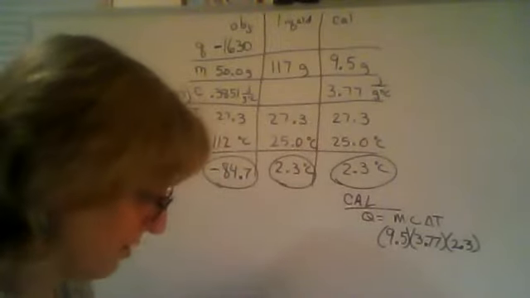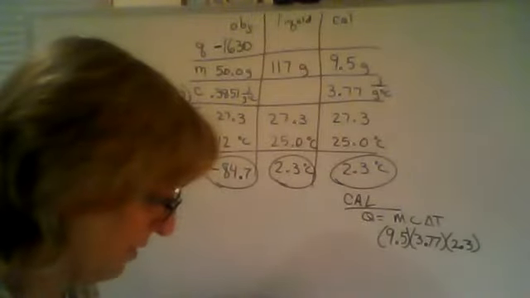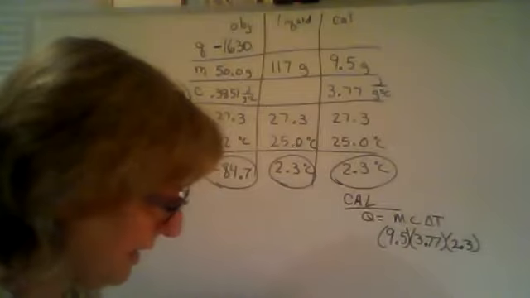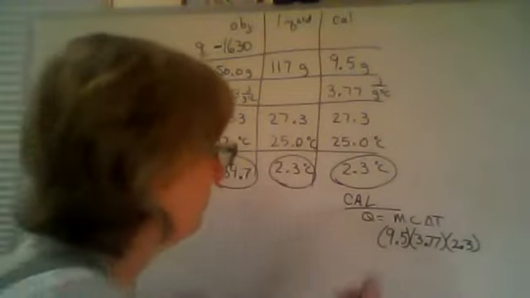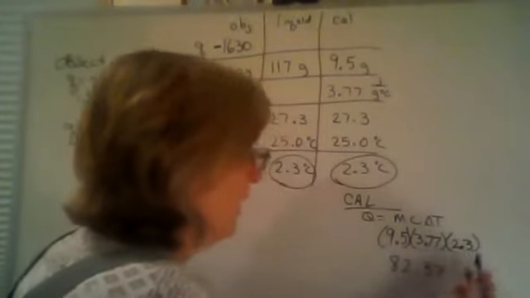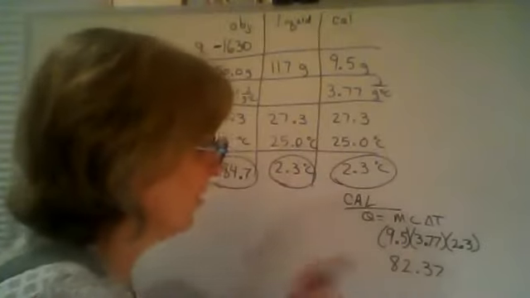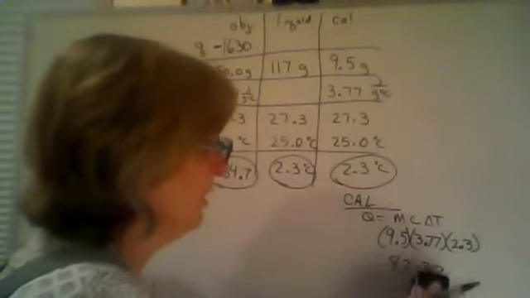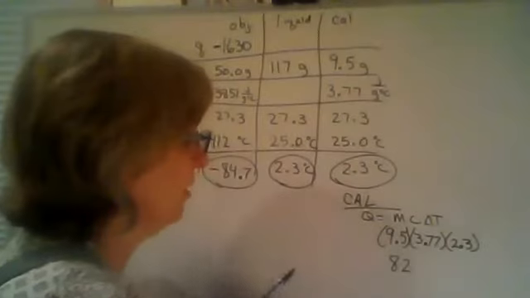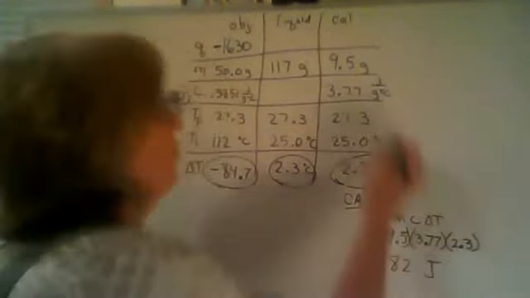9.5 times 3.77 times 2.3 equals 82.37. But I only have two significant figures, so this has to drop back to 2. Or how about if we just drop that and call it that? Q equals 82 joules.